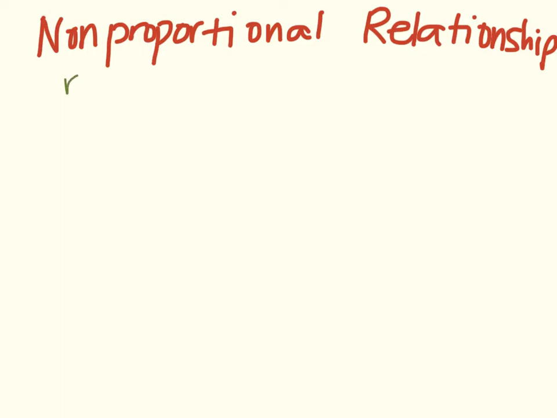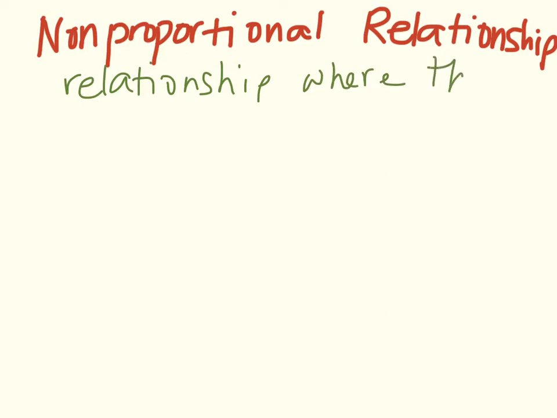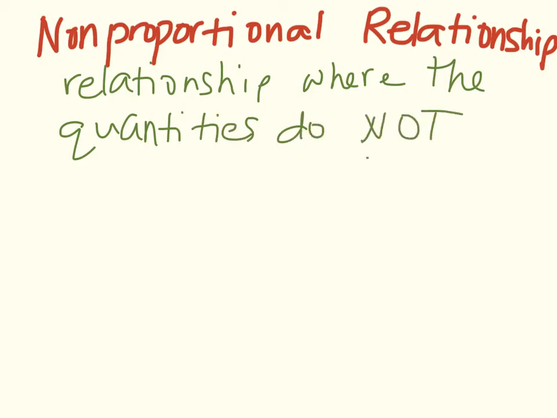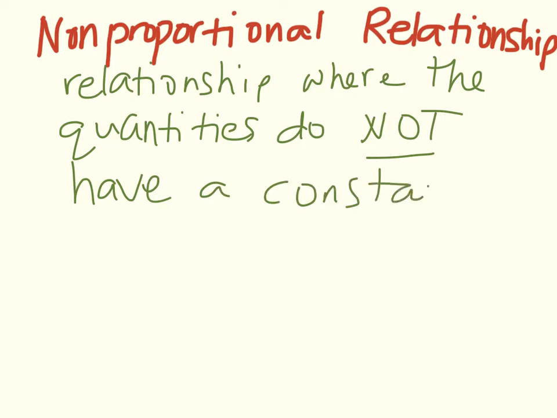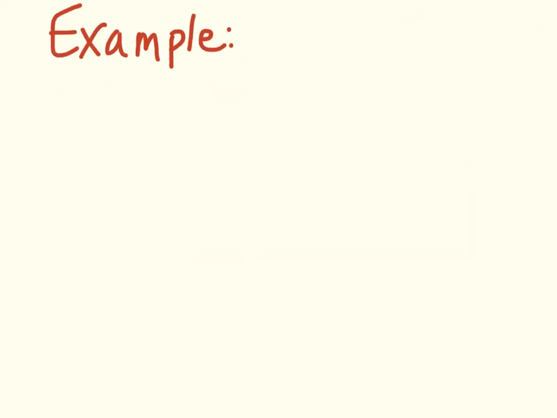It is a relationship where the quantities do not have a constant ratio. Some of them may have a constant ratio, but all of the quantities do not have a constant ratio in a non-proportional relationship. So an example would be, again, x and y values.